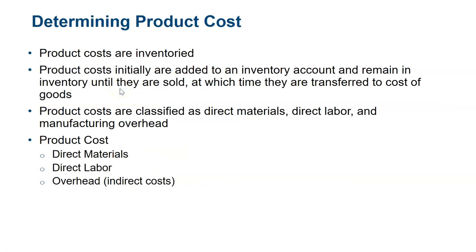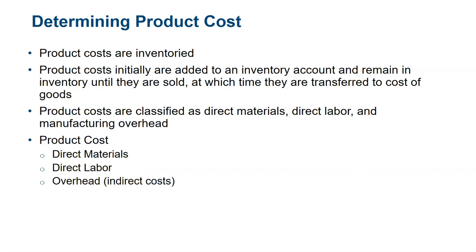So determining product cost, how do we do that? Well, very, very important. It says here, product costs are inventoried. So anything that goes into the cost of a product, whether it is some type of material, some type of labor, or a cost that we are allocating, that we are incurring because we are making a product. For example, we have a factory building, we pay taxes on that factory building. That is a product cost.